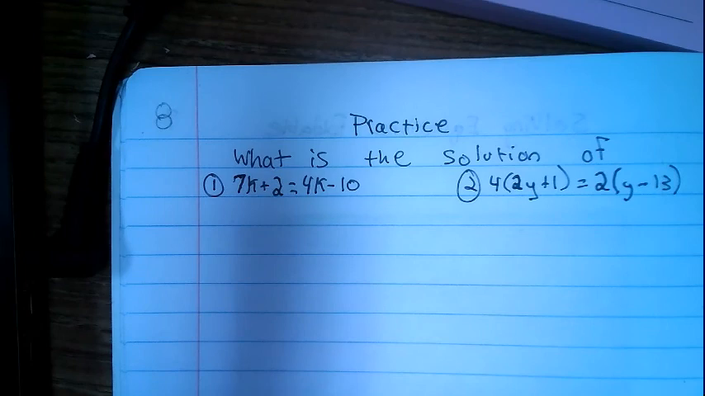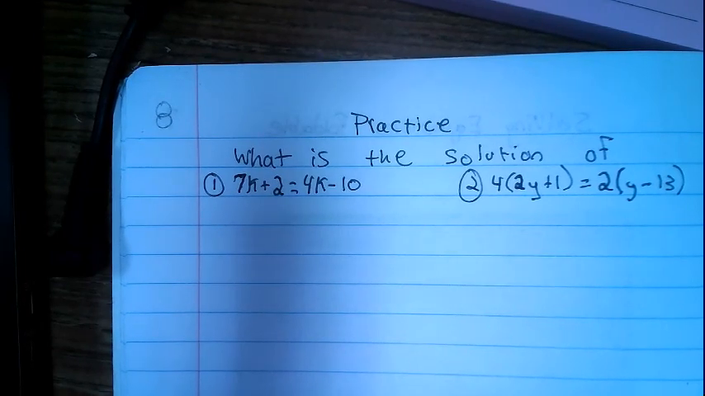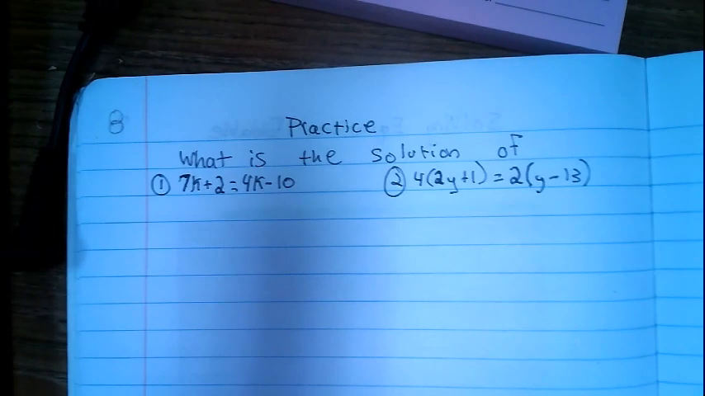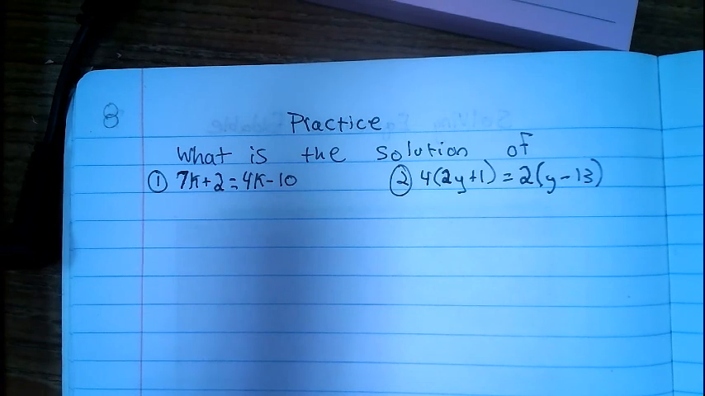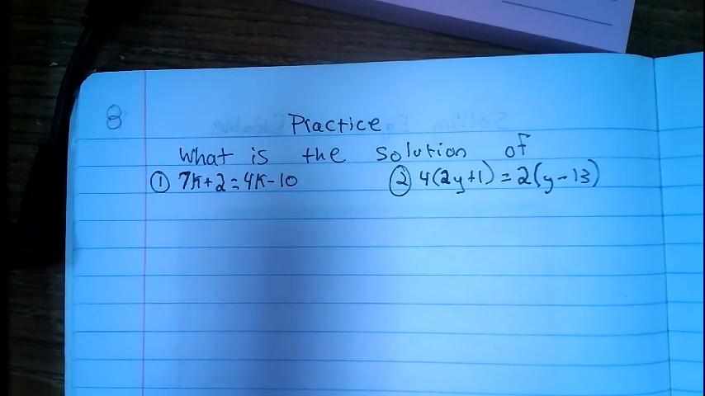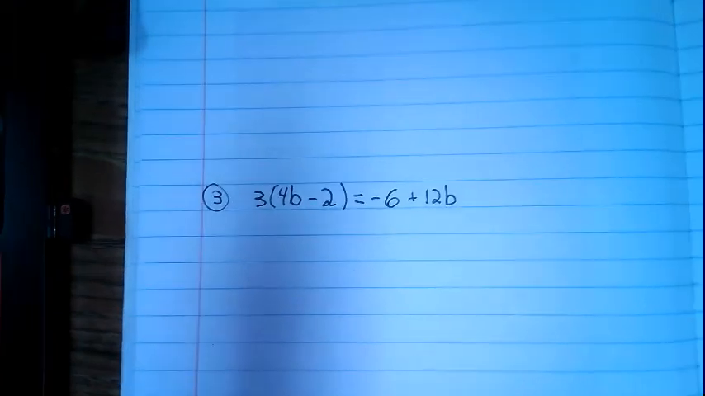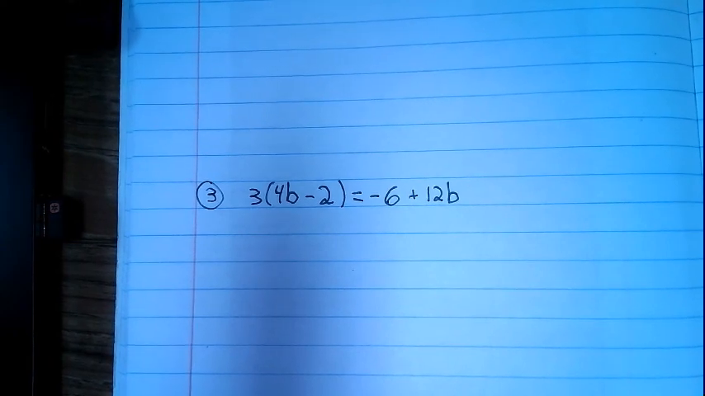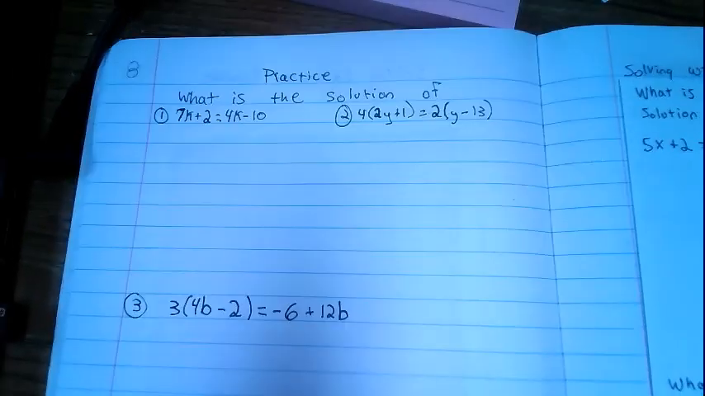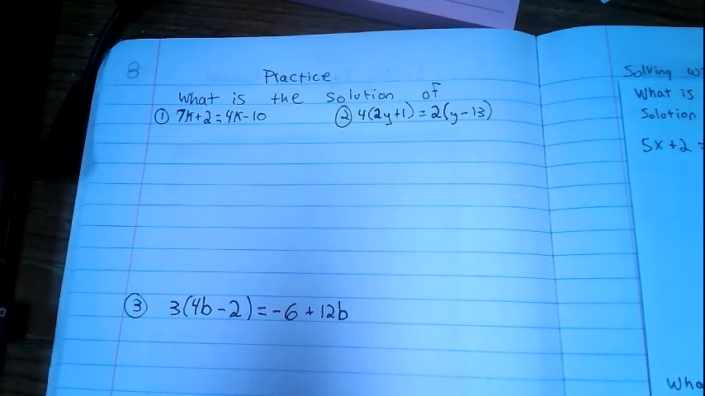Pointed out for you, there's 7k plus 2 equals 4k minus 10. Number 2 is 4 times the quantity 2y plus 1 equals 2 times the quantity y minus 13. And that last one, 3 times the quantity 4b minus 2 is equal to negative 6 plus 12b. And once you get those 3 finished, you'll move on to the textbook practice, but have your teacher check your answer.